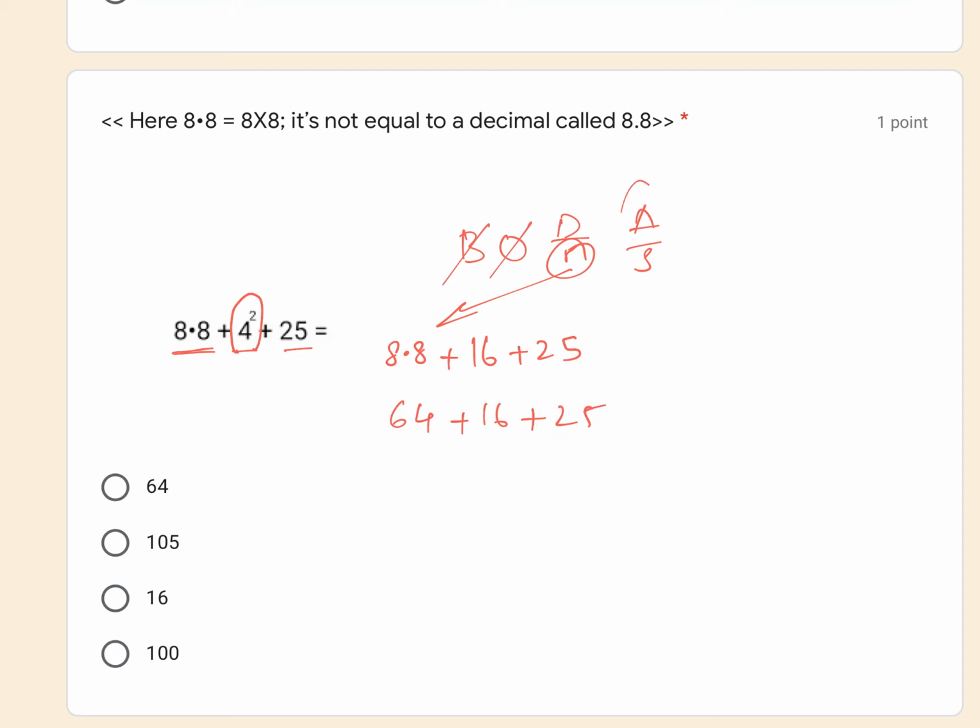There at the last, addition or subtraction. We have only additions over here. Let us do that. 64 plus 16 plus 25. It gives 105 is the answer.